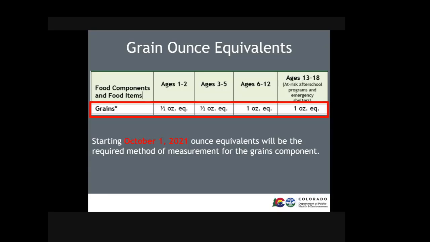Please note that the ounce equivalent measurement is already being used for the meat alternate component. So this is not a new concept in the CACFP. To better help you understand the concept of the grain ounce equivalents, let's look at a few examples on the next slides.